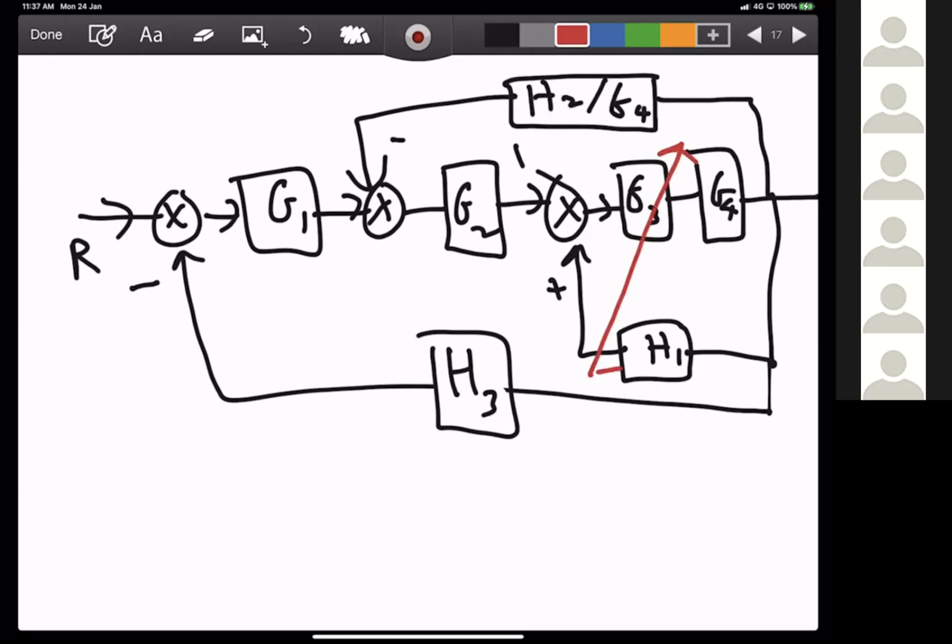Parallel. Oh ni. Arrow berlawan tu. Arrow berlawan. Itu aja dah sesat tu. Arrow sama, baru dia parallel. Now, the arrow is in a different direction. It should be positive feedback tu. Okay. Betul. Positive feedback.